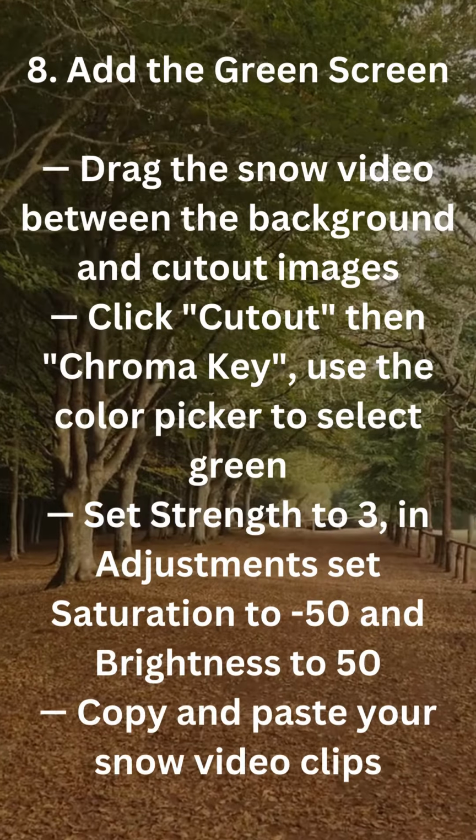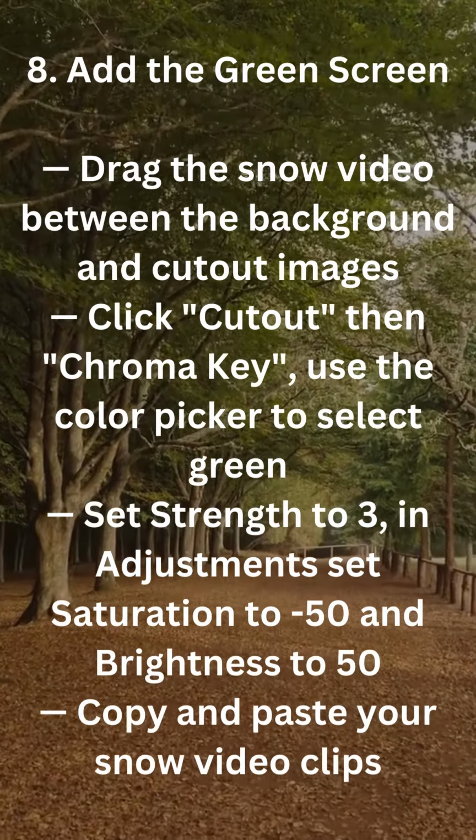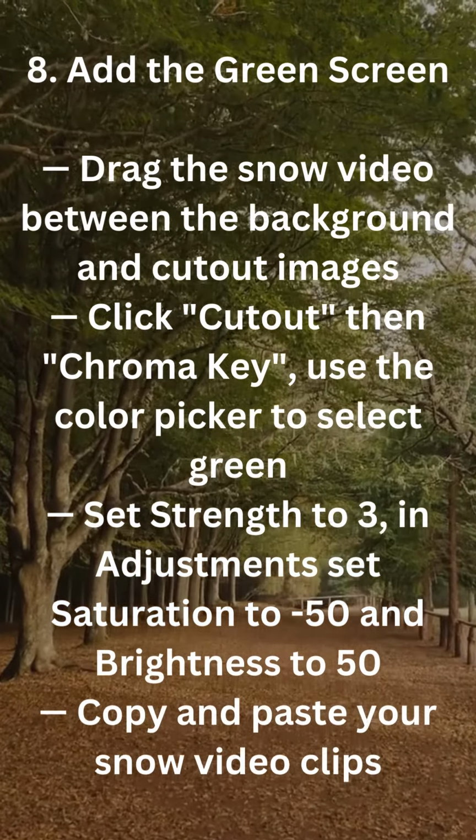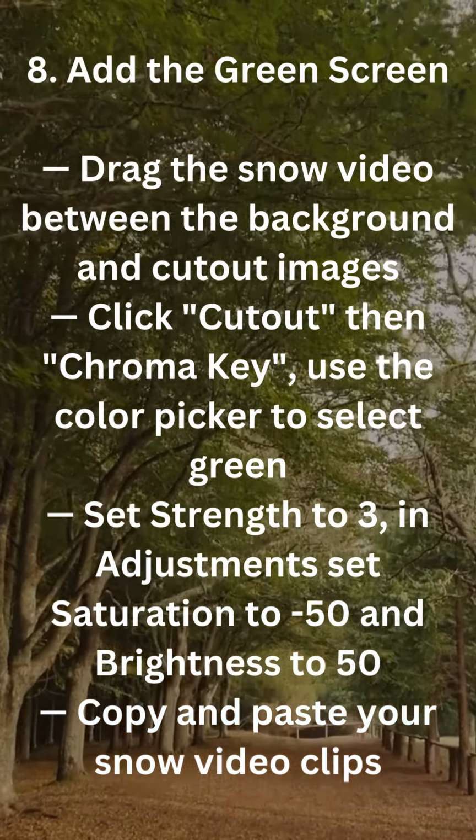8. Add the green screen. Drag the snow video between the background and cutout images. Click Cutout then Chroma key. Use the color picker to select green. Set strength to 3. In adjustments, set saturation to -50 and brightness to 50. Copy and paste your snow video clips.